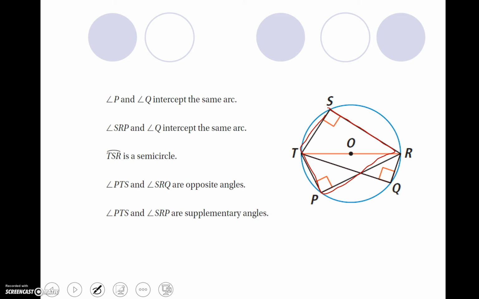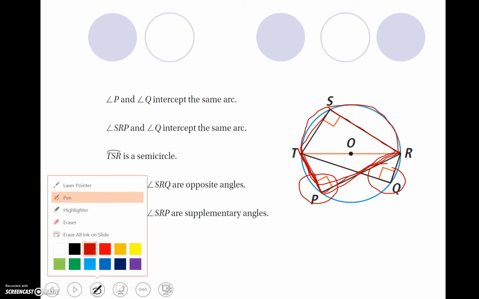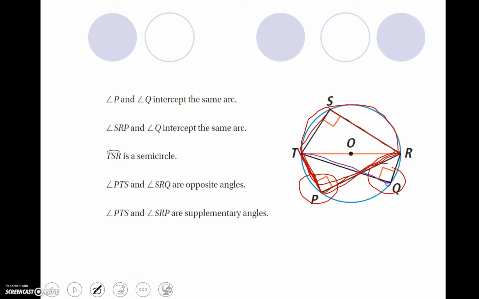The first one says angle P, so this angle right here, and angle Q intercept the same arc. If I look at it, angle P is made up of TPR, so that's that first angle, and that's intercepting arc TSR. The second angle here is TQR, so this one here. Going end to end, I see I'm also intercepting the same arc. So the answer to this is true.